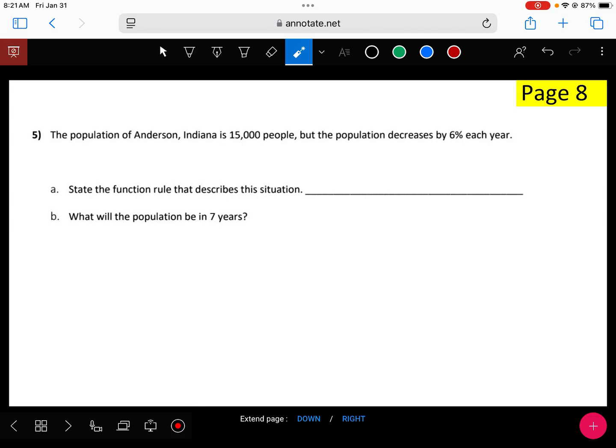So it says the population of Anderson, Indiana is 15,000 people. So this is my starting amount. This is how much I'm starting with. The population, though, is decreasing, and it's decreasing by 6%. Take the 6, divide 6 by 100 with your calculator. And when you divide 6 by 100, we get that R is going to be 0.06.